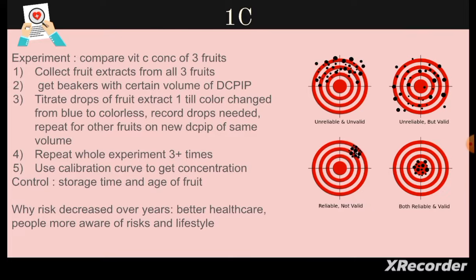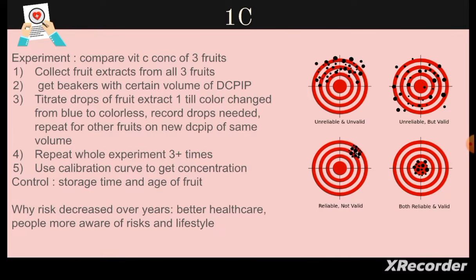So you have to collect fruit extracts from all 3 fruits, get beakers with a certain volume of DCPIP, and titrate the drops of fruit extract 1, the first fruit, until the color of the DCPIP changes from blue to colorless. Record the drops needed, and repeat for the other fruits on new DCPIP in a beaker of the same volume. Repeat the whole experiment 3 times for all fruits. Use a calibration curve to get the concentration, and control the storage and age of the fruit.